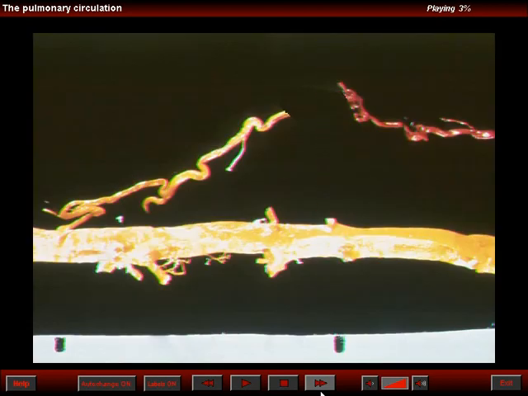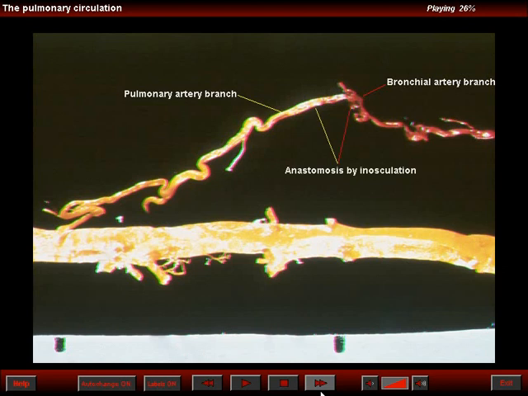In this image, we see the bronchial artery in red and the pulmonary arteries in yellow. Note anastomosis by inosculation, which means telescoping between a bronchial artery and the pulmonary artery. The bronchial artery supplies the blood for the tracheobronchial tree and can connect with branches of the pulmonary artery at a pre-capillary level. So there is theoretically a left to right shunt at the pre-capillary level.